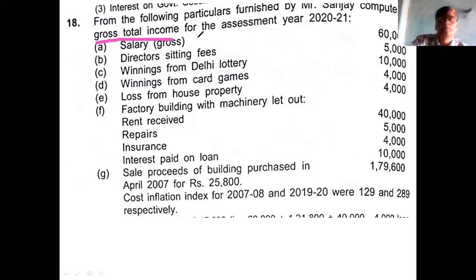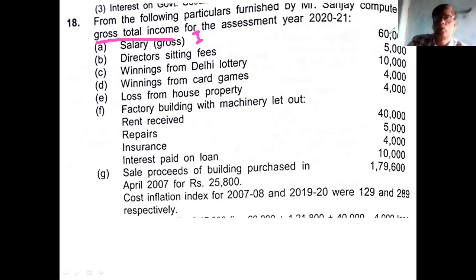First is salary. Gross salary is given for you people, not income from salary. If income from salary is given, that is computed. There is no problem of calculation. But gross salary is given, so you have to go from that step. Whatever steps you have to complete after the gross salary, you have to complete. So salary income is the first head of income.